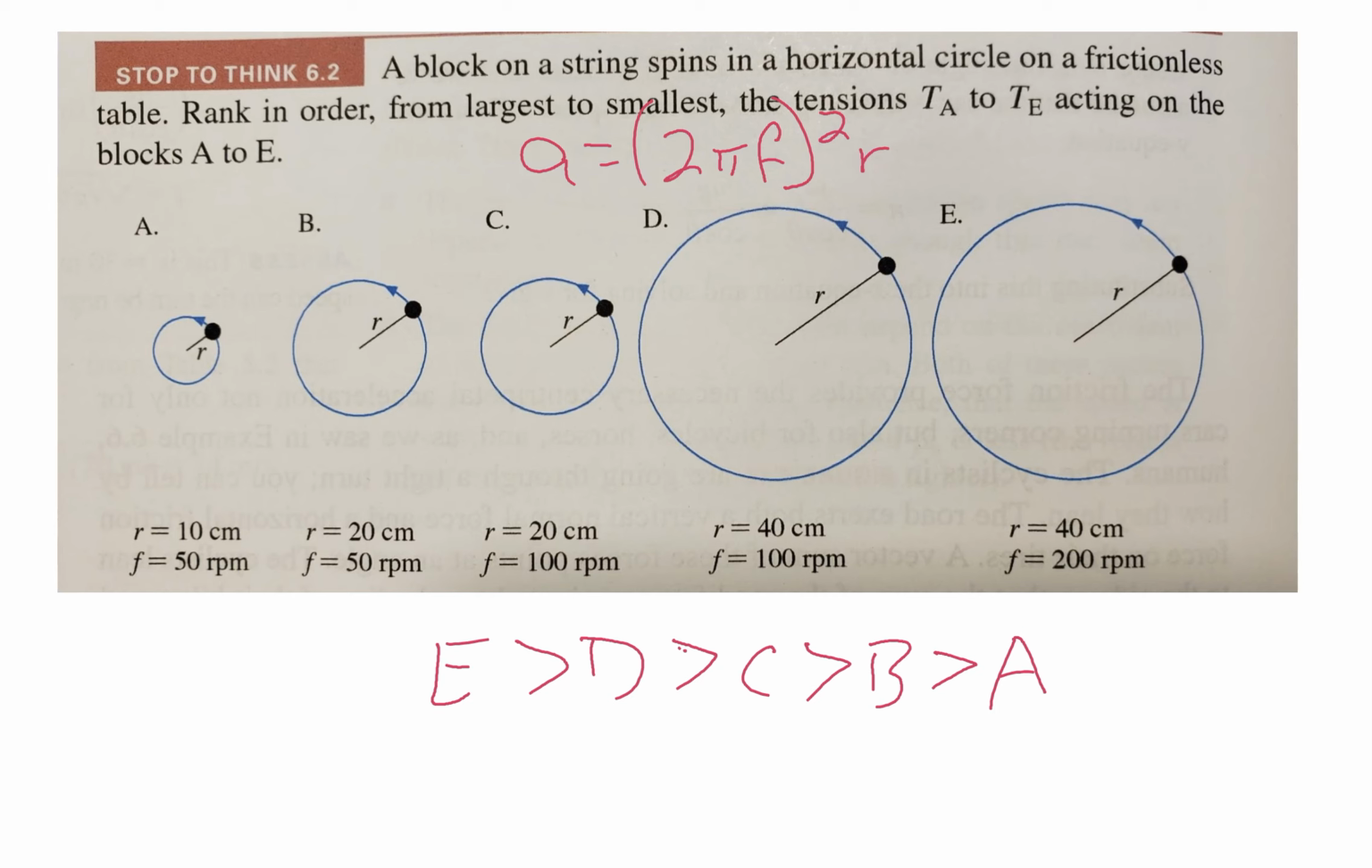Always look for a formula or some other sort of concept that you can use to help you get through these types of problems. In this case, that formula was perfect. Okay, that's it for the section.